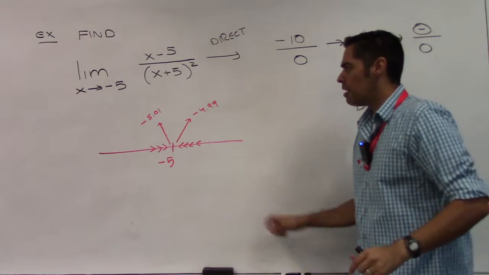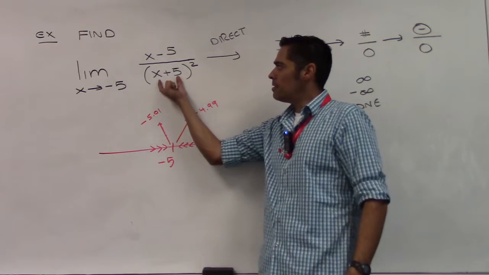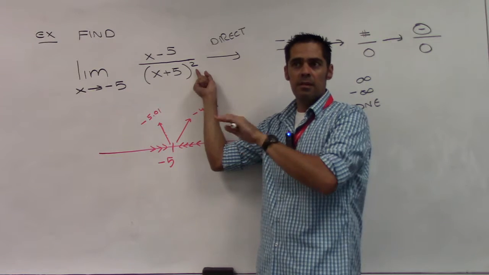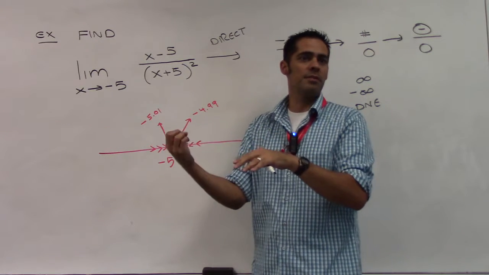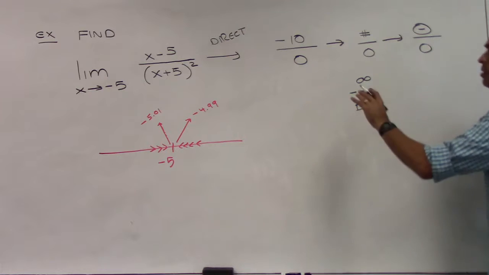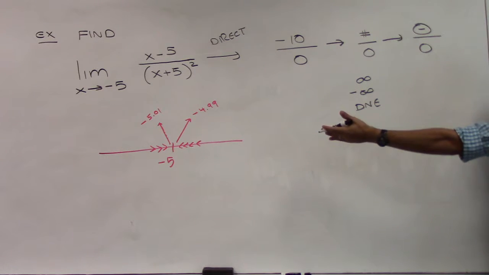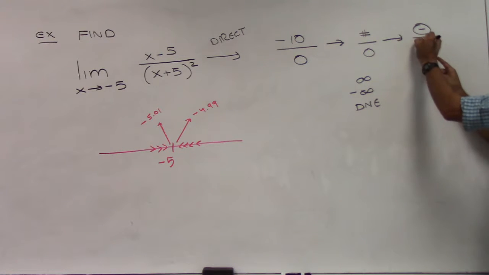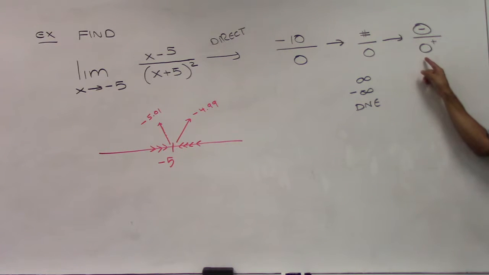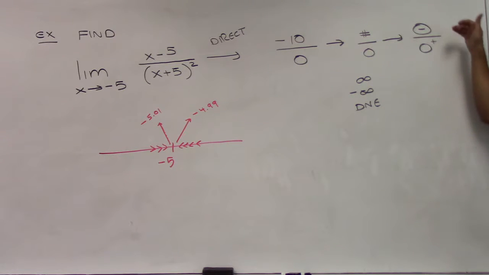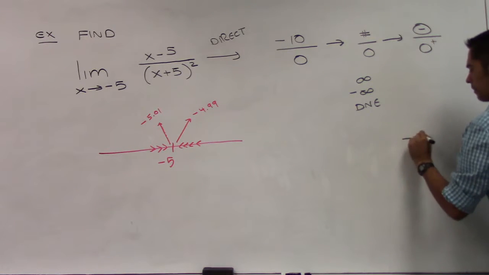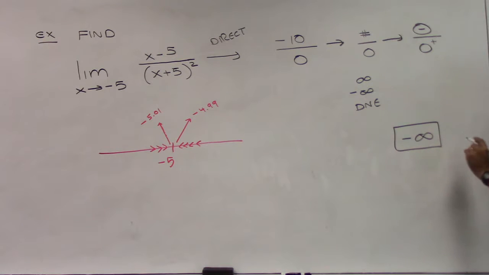So even though coming in on different sides makes a difference as far as the positive and negative, squaring kills off the problem and forces the bottom to be positive, which means you don't really have to do any of that work with the number line if you just realize that the square forces this to always be a positive number. And so what's your answer? Negative infinity. It's negative over positive, a negative number over a positive. Did that one make sense?